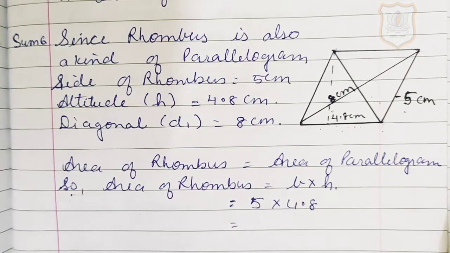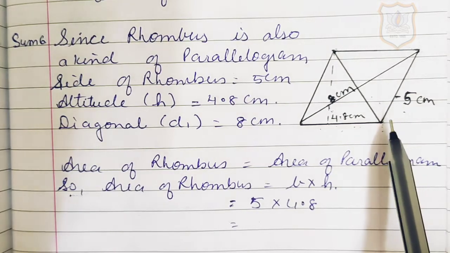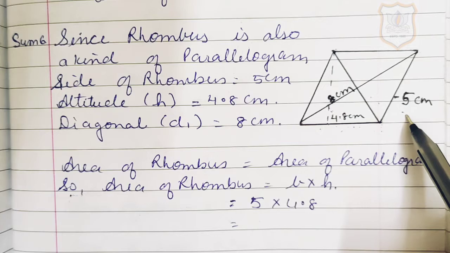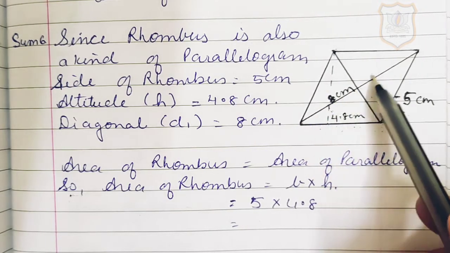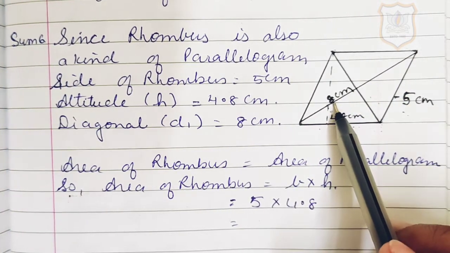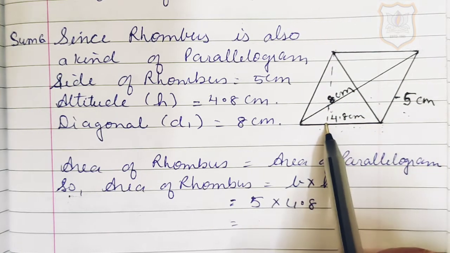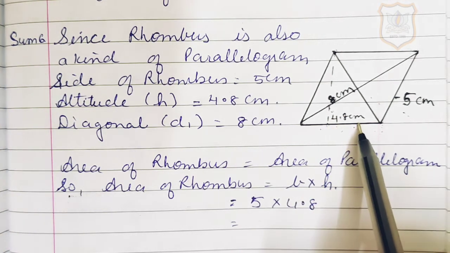Now solution for sum number 6. Students, here एक फिगर दिया हुआ है जो रोम्बस शेप्ड फिगर है जिसका एक साइड 5 सेंटीमीटर का है एंड द मेजर ऑफ वन डायगोनल इज 8 सेंटीमीटर एंड द अल्टीट्यूड जो वर्टेक्स से परपेंडिकुलर डिस्टेंस पे आता है, this is, we can say, the height also of the rhombus, that is 4.8 centimeter.